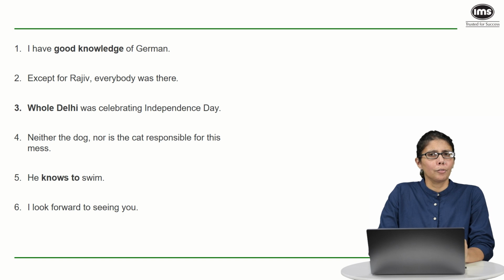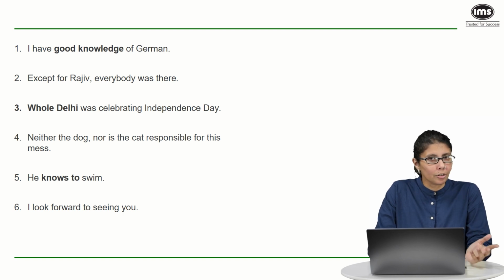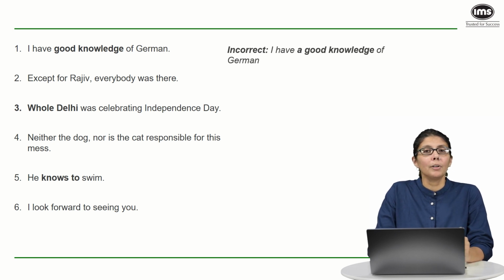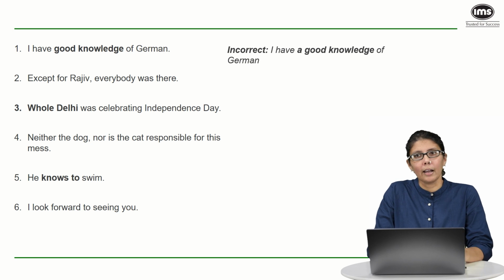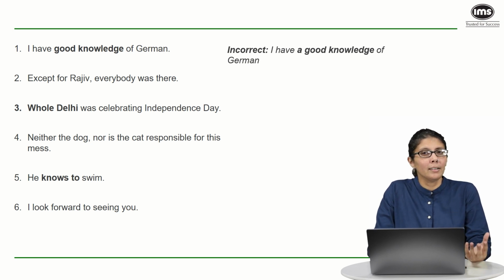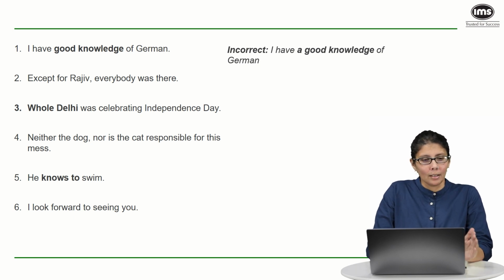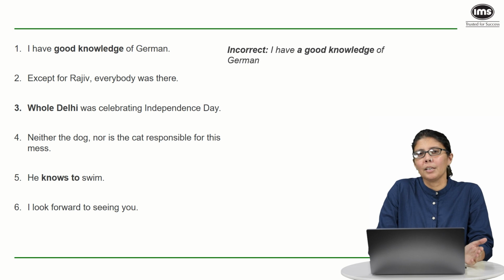I have good knowledge of German. What's wrong with this? Sounds good to me. But idiomatic usage says that it should be, I have a good knowledge of German. I have a good knowledge of English. It's very difficult to explain why it is supposed to be like that. The moment we say it's idiomatic, it means I don't really have an explanation, but that is how the language is used. The second one, except for Rajiv, everybody was there.